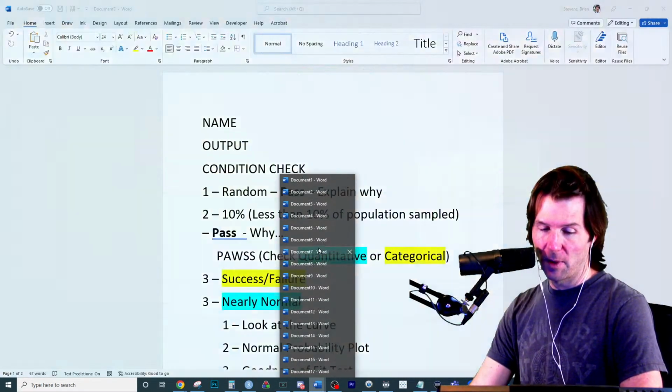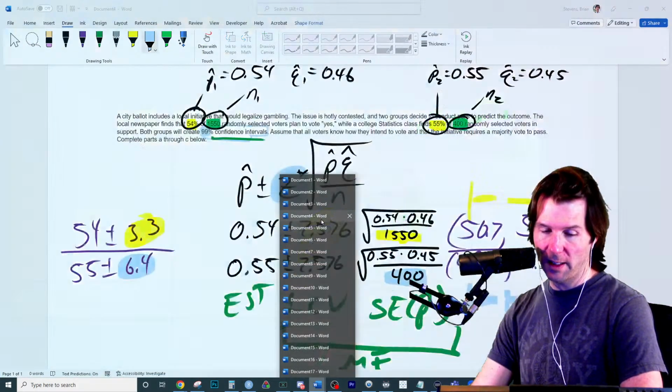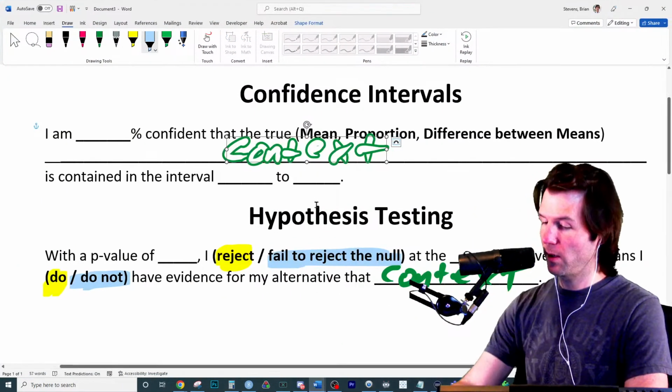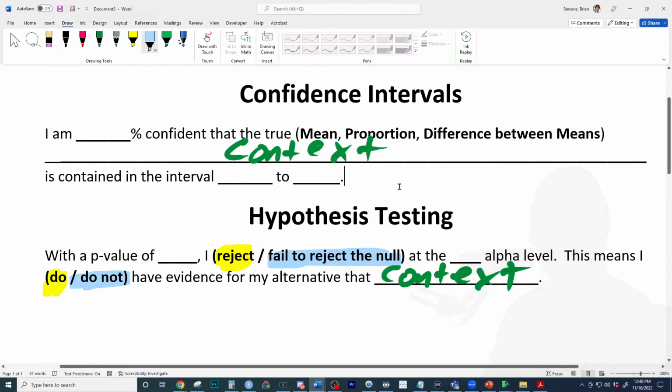I say I am blank % confident that the true blank is contained in the interval blank to blank. So here we are. Here's the interpretations. Make sure to write them down. You'll need the context. I am blank % confident that the true blank is contained in the interval blank to blank. And then for hypothesis testing, which we'll get to next class, with a p-value of blank, I reject or fail to reject the null at the blank alpha level. This means I do or do not have evidence for my alternative, that, and then give the context.